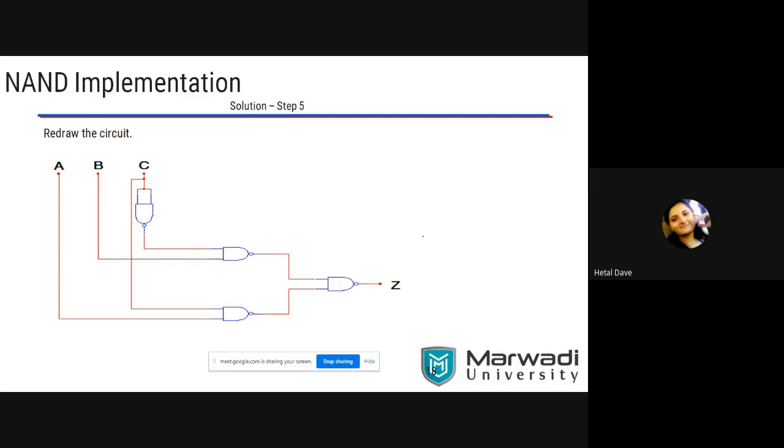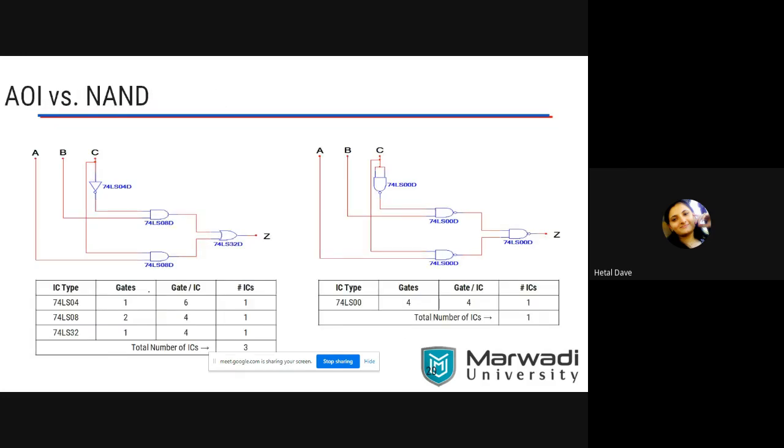This is the circuit using only NAND gates. Here we can see AOI gates are not used. All gates are NAND gates. Whenever you compare this AOI and NAND gate circuit, this was our actual circuit. By means of the function, we have drawn the first circuit. And this is our final circuit using NAND gates.